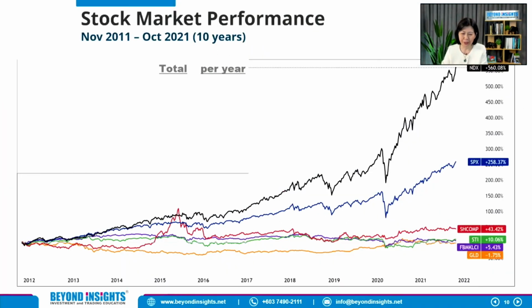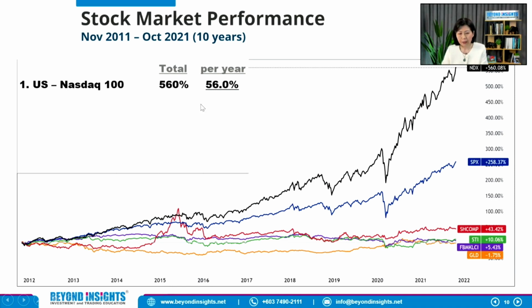I'm a numbers person, so I'd like to prove to you the performance over the past 10 years. So you can see here there are 6 different benchmarks. The first one is the US Nasdaq 100. So what's the US Nasdaq 100? I explained earlier, it's the 100 stocks, usually the top performer stocks or high growth stocks, supposed to be selected to represent the Nasdaq stock exchange performance. So these stocks are performing 56% per year.